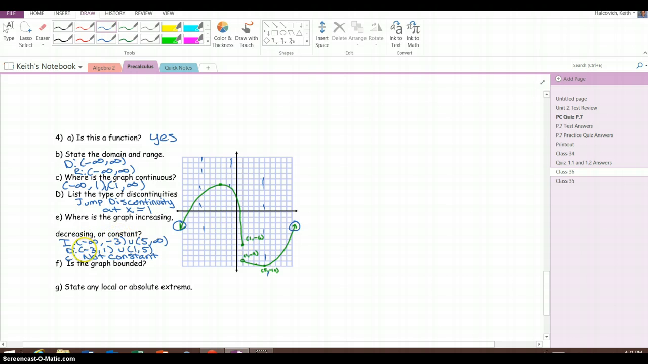Is the graph bounded? The answer to that question is no, because it's not bounded above, because you have an arrow here that means it goes on forever, so it's not bounded above. And it's not bounded below because of this arrow right here. So therefore, the entire graph is not bounded.